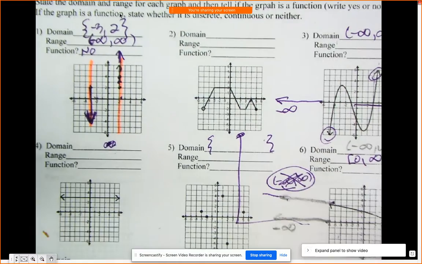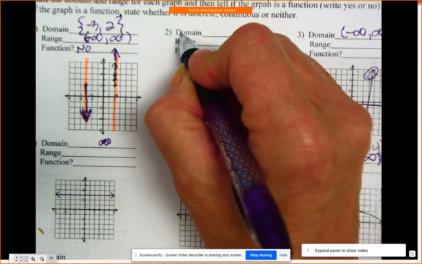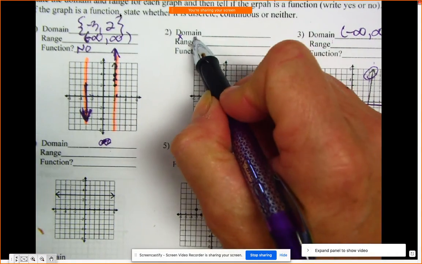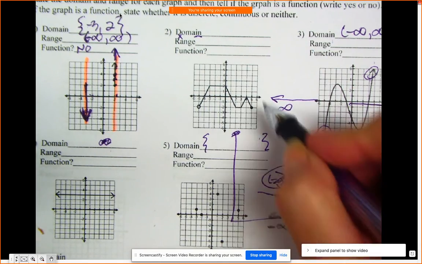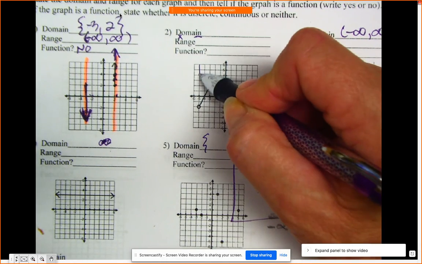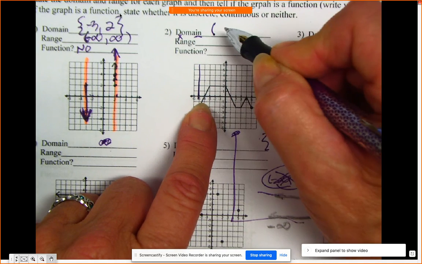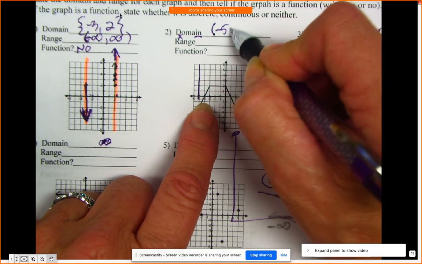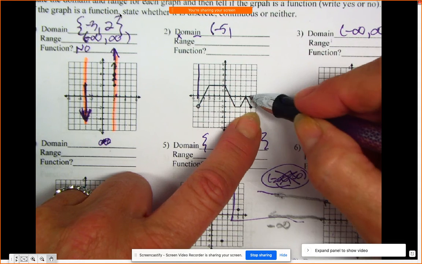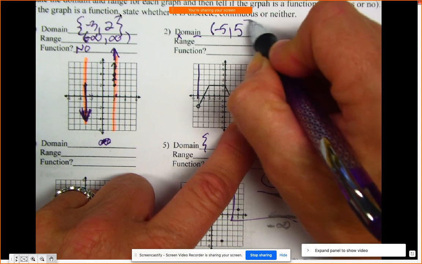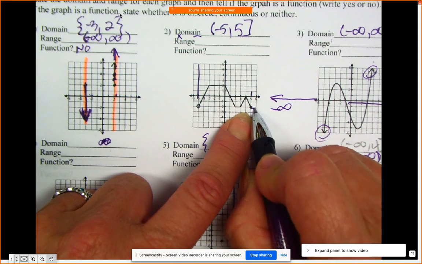All right, number 2, domain. Domain talks about X, the input. IN is the input, the first number, the X. Far left starts here. It starts at -5. Goes all the way over to, and it stops right here, +5. I get to include the +5 because of the solid circle.